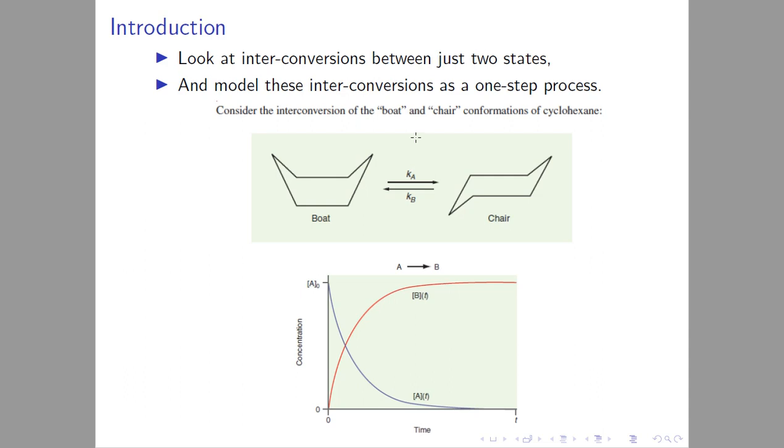We can see here the cyclohexane. It can be in this conformation, or it can be in this other conformation. Here you can see that if A becomes B, in a non-reversible reaction, A is decreasing and B is increasing in concentration. And we are going to see the model of this interconversion as a one-step process.